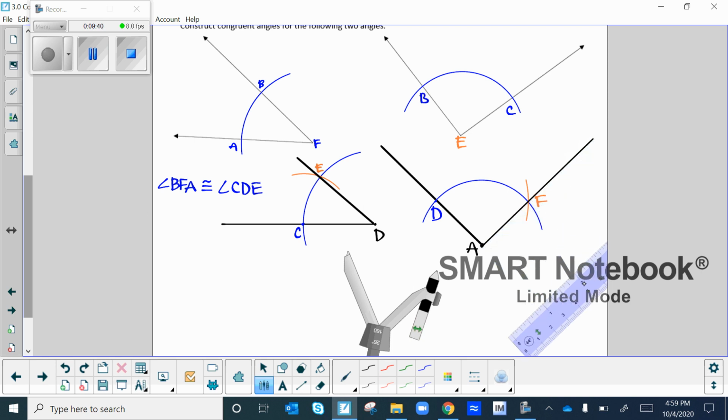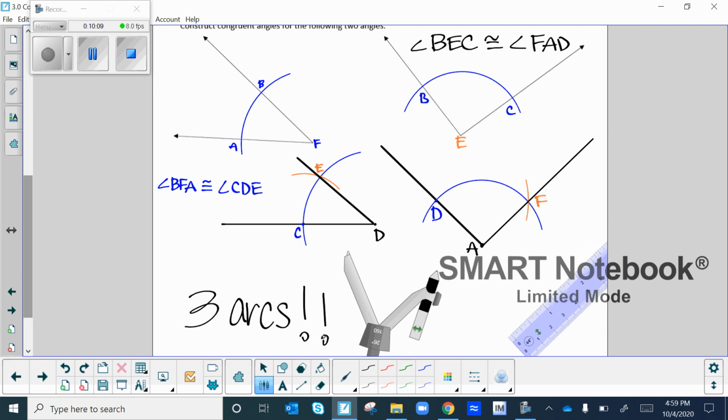And there we go. We have 2 angles that are congruent to each other, and they should be perfectly congruent. So I'm going to write that up here. Angle BEC is congruent to angle FAD. Okay, those two angles are congruent. And again, I have my 3 arcs that I need. So maybe put that as a reminder that we need 3 arcs.